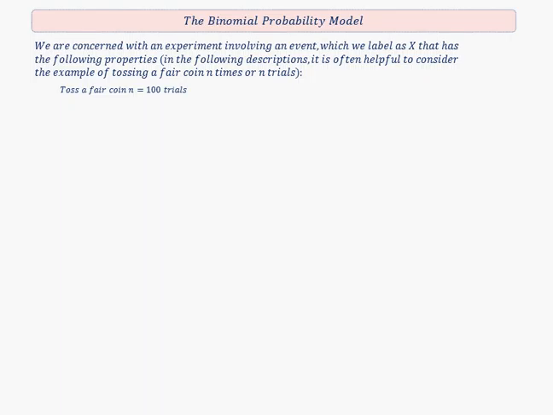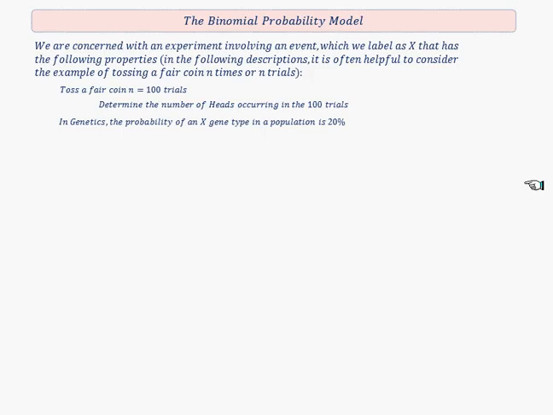This is presentation 5.3, binomial random variable, and note the development team below. Now we want to talk about a particular probability model, which has several features in common, and we'll try to illustrate these to you now. If we toss a fair coin 100 times, and we're interested in the number of heads occurring in the 100 trials, this becomes a binomial random variable.